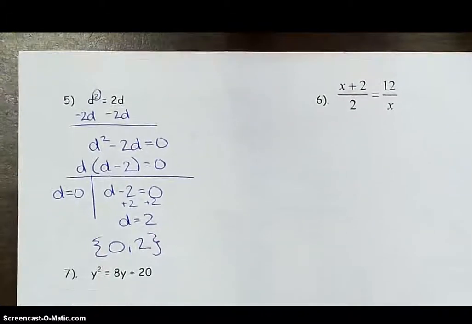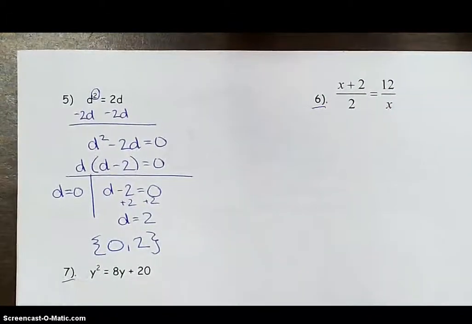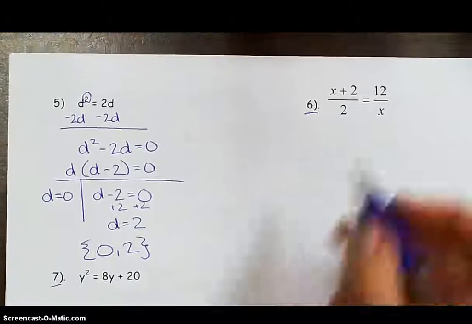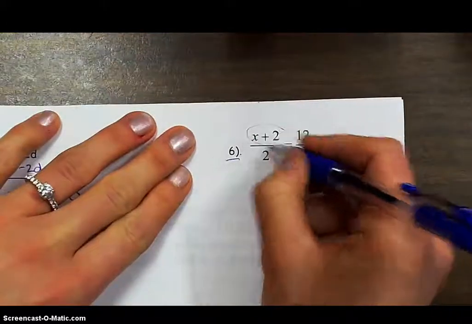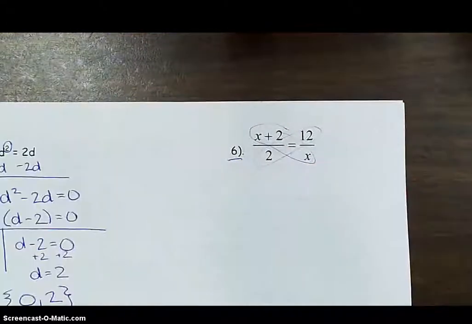All right, ladies and gentlemen, questions 6 and 7, we're going to try questions just like that in class, but just as a heads up, number 6, you would just cross multiply and then solve.